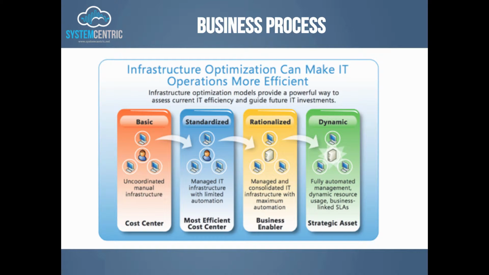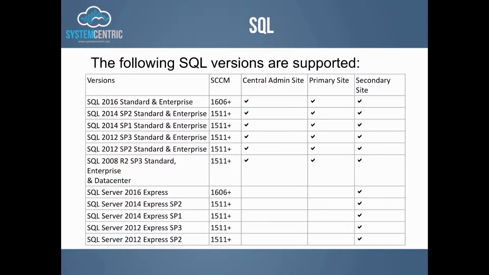What we will talk about next is SQL. These are the supported versions of SQL, and you need to be running one of these to be able to install SCCM. On your secondary site you can run Express, but for your primary site or central admin site you do need a full copy of SQL. Generally speaking, you need to install SQL Reporting Services as well if you want to be able to run the reports.